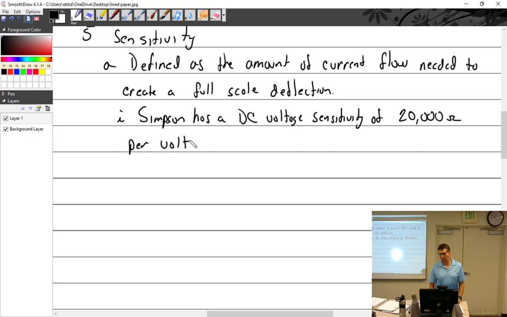So if I was trying to measure 1 volt, how many ohms is in that circuit? 20,000. 1 volt would be 20,000. Oh, look, I did the math right here. So 20,000 ohms at 1 volt equals how many amps?